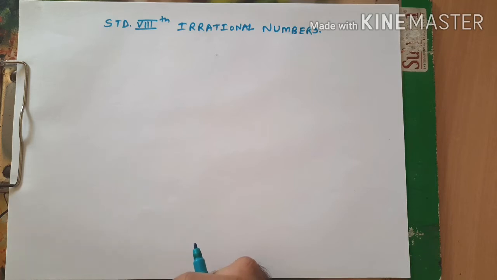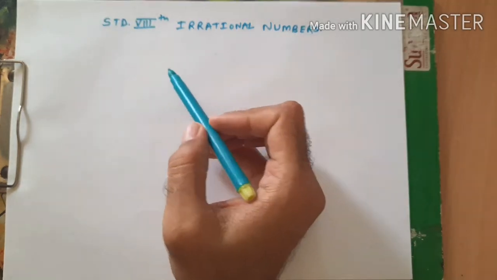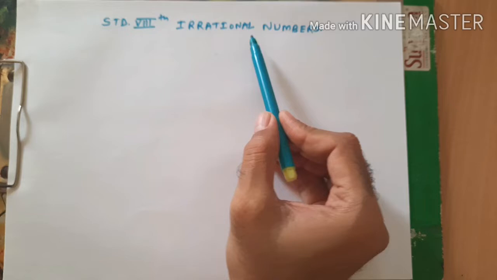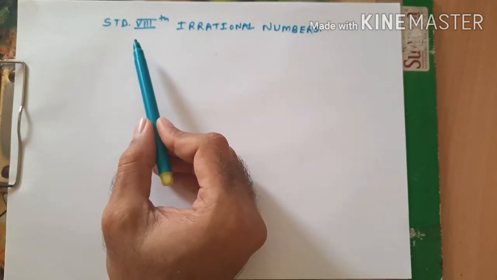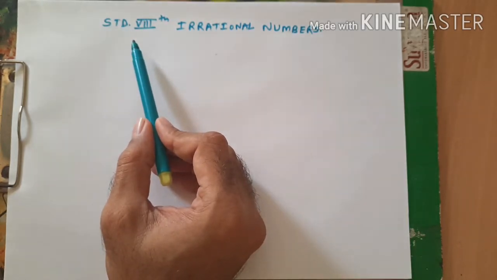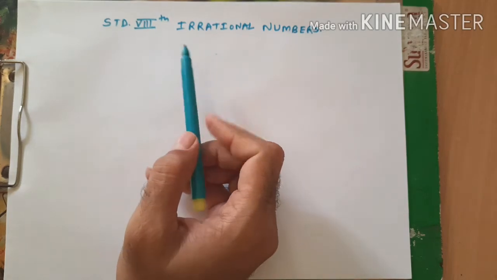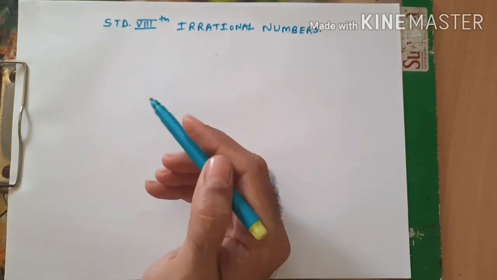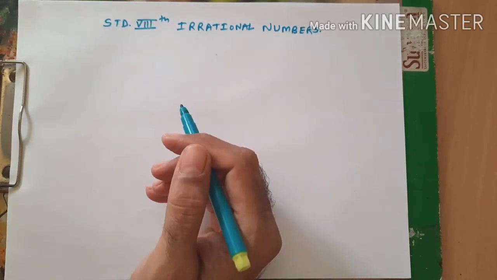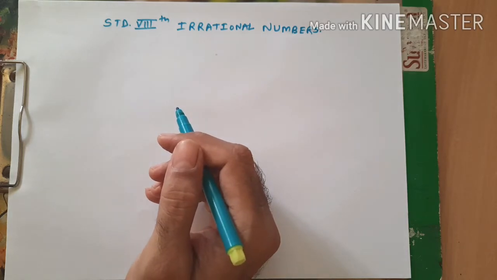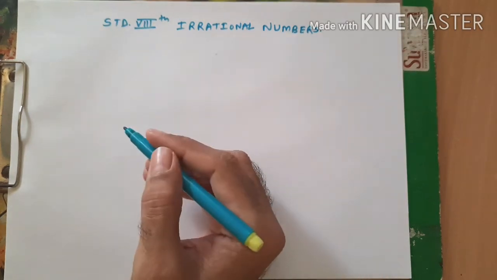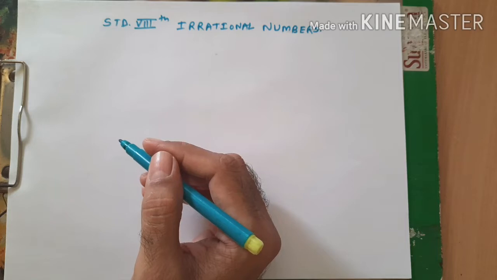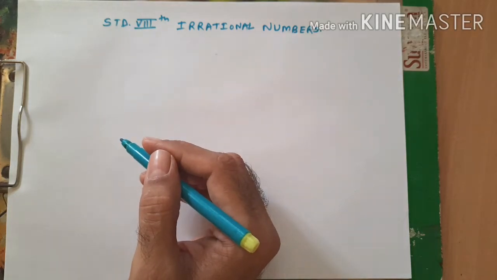Dear students, today we have to learn about irrational numbers. This is related to Standard 8, Chapter 1. Now, before starting irrational numbers, let's revise the concepts which you have studied earlier. So, we will discuss about different sets of numbers.